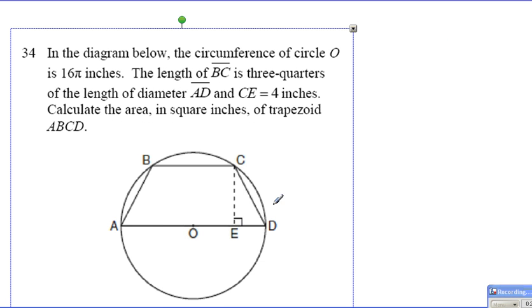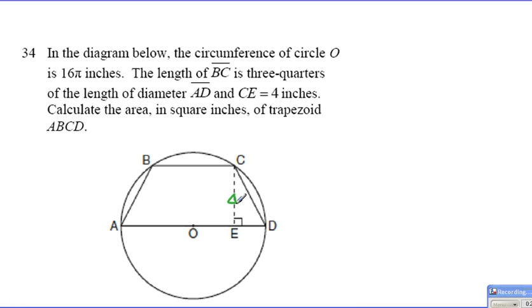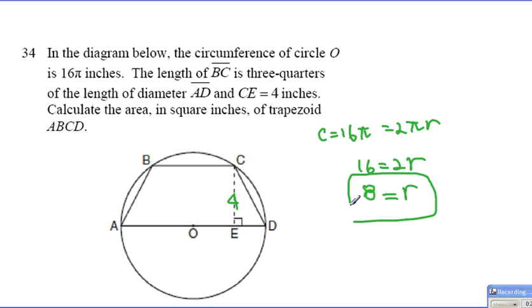Number 34. Now, from here we have a trapezoid stuck in the circle, and in this case you will realize that CE is 4. Alright, now since the circumference of the circle is 16 pi, then what is the radius? 2 pi r. Pi cancels out, we have 16 equals 2r, r is equal to 8. So the radius is equal to 8.